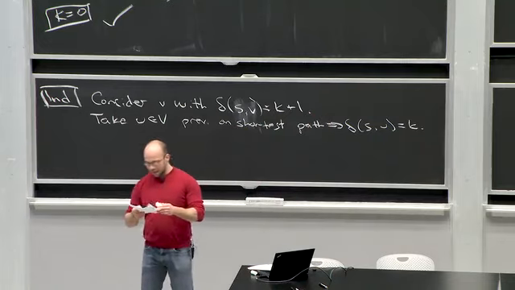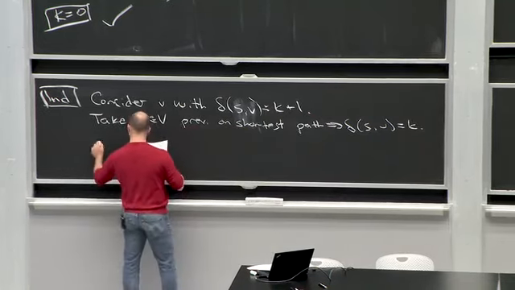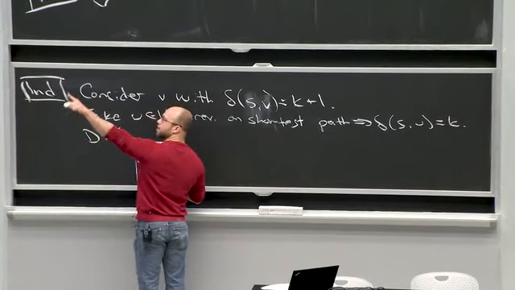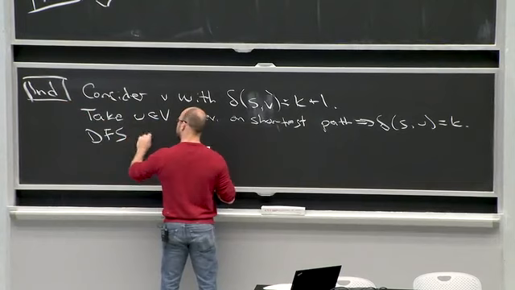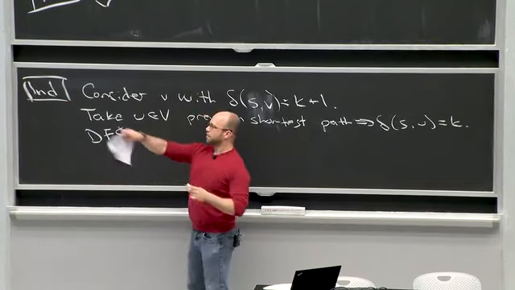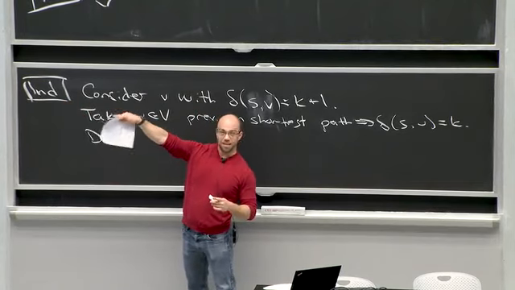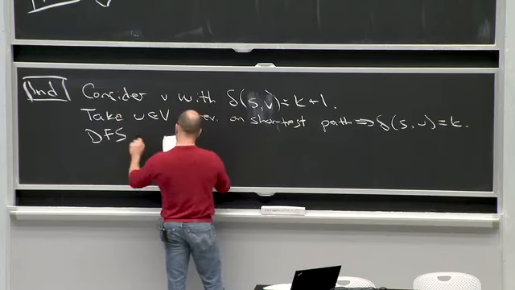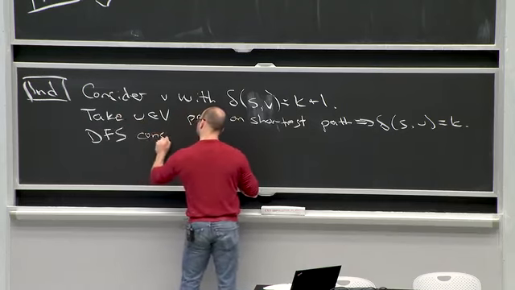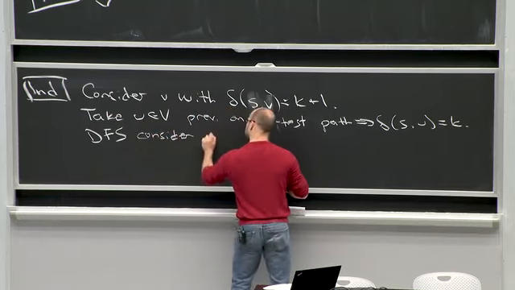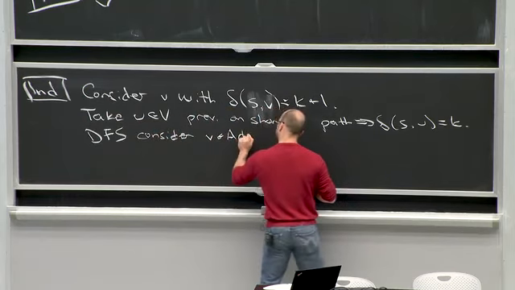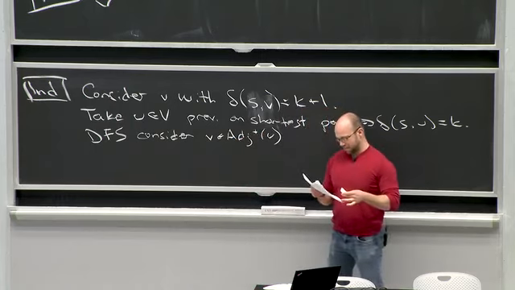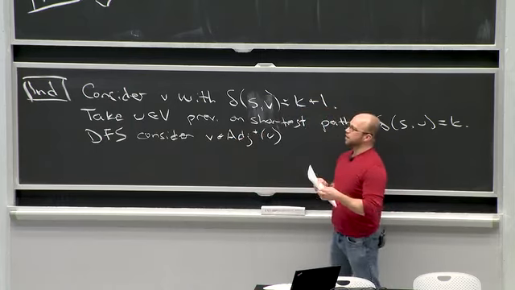Right, so when we visit U, we know that when we call this visit function, remember that V, by definition, is in ADJ plus of U, right? So in particular, DFS is going to consider V when it gets called. Okay? And now there's two cases.